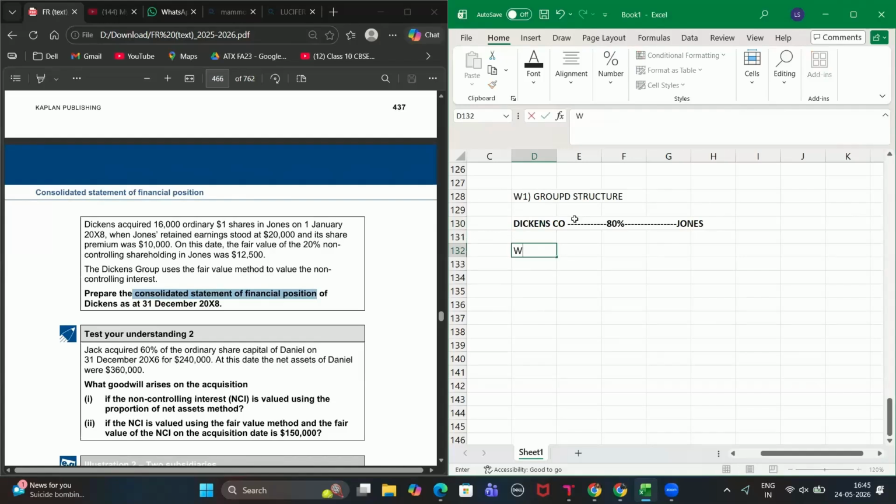What is our working two? Tell me. Net assets of subsidiary. Net assets of subsidiary.